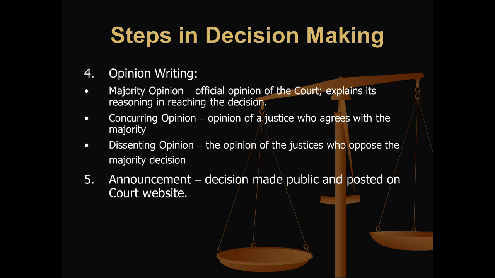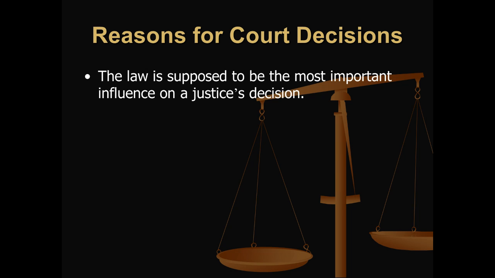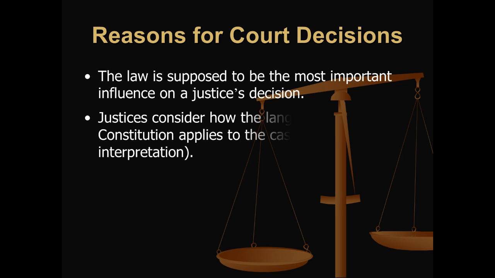It was kind of a sad moment in journalistic history. All right, now let's go over reasons. So we got to know why the courts decide the way they decide. All right, the law is supposed to be the most important influence on the justice's decision. So in particular, the Constitution as the supreme law of the land. Justices consider how the language of the Constitution applies to each case.